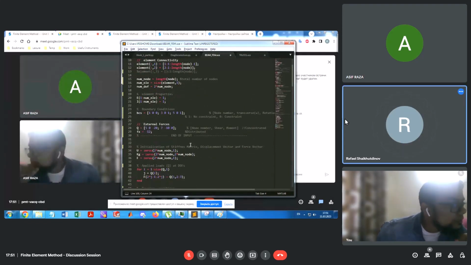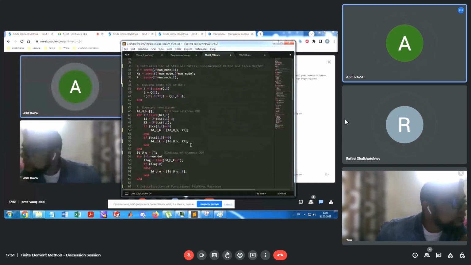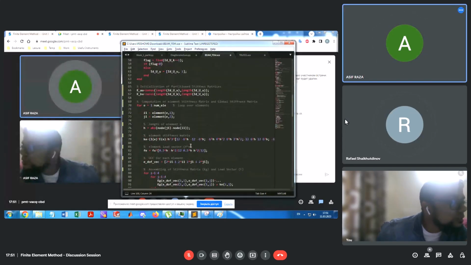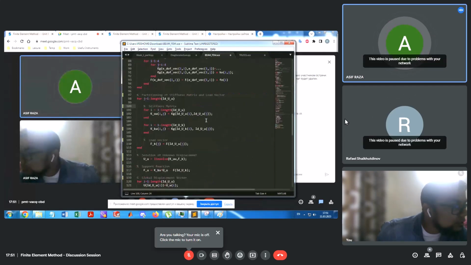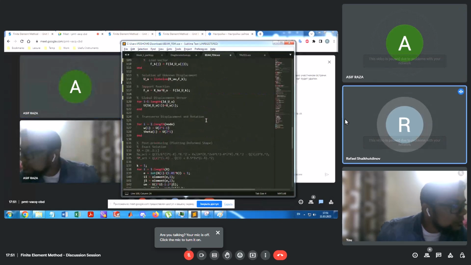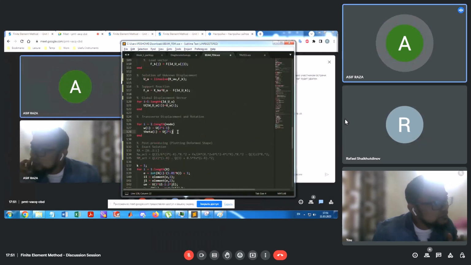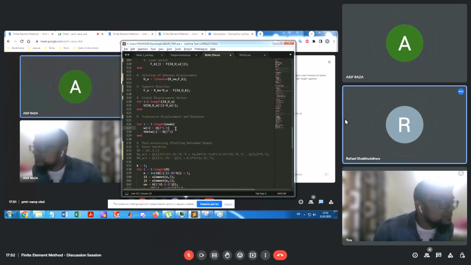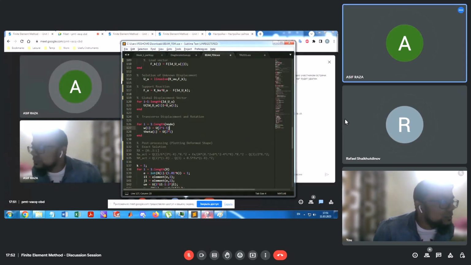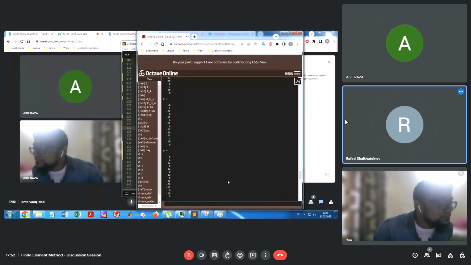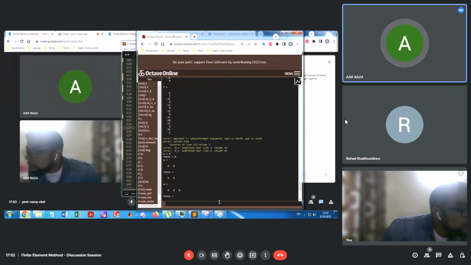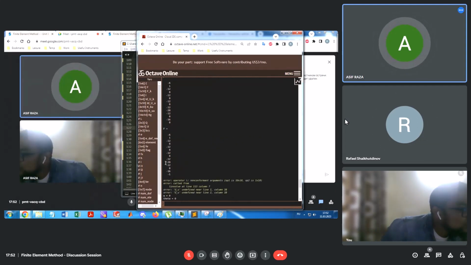I don't know why it doesn't work. I told you to run till line 129. Go down. Yeah, it didn't work. You better run it once again. As you can see, it didn't work, it came up with zeros. Operator non-conformant argument.